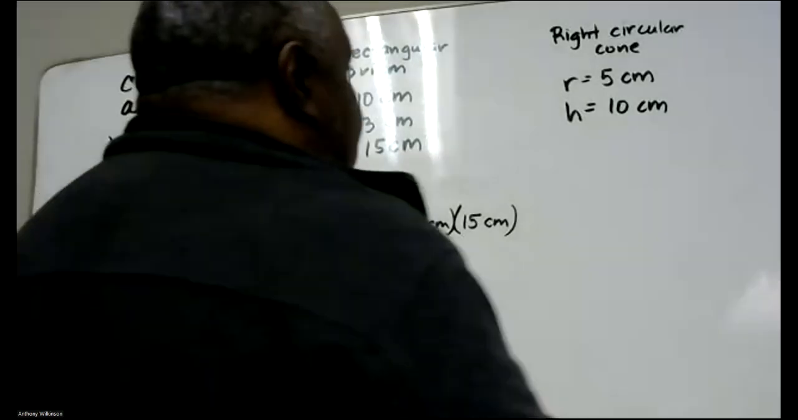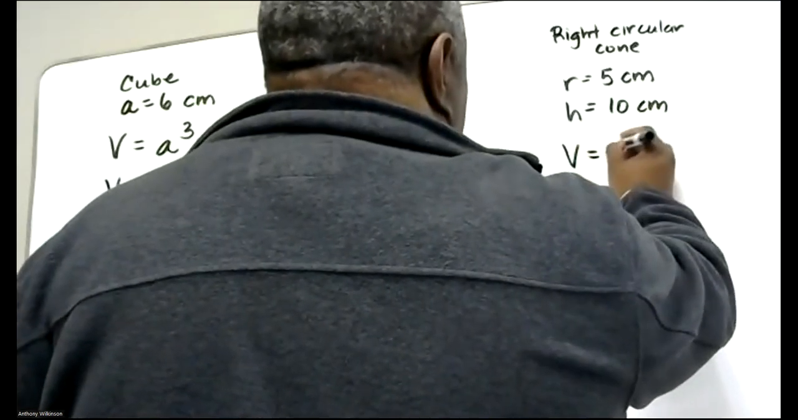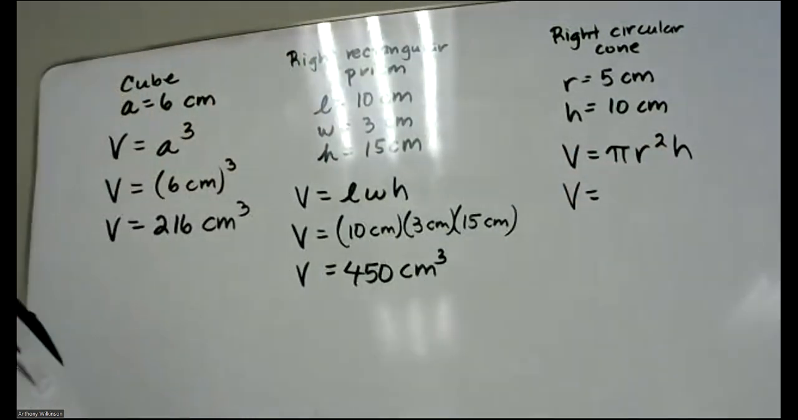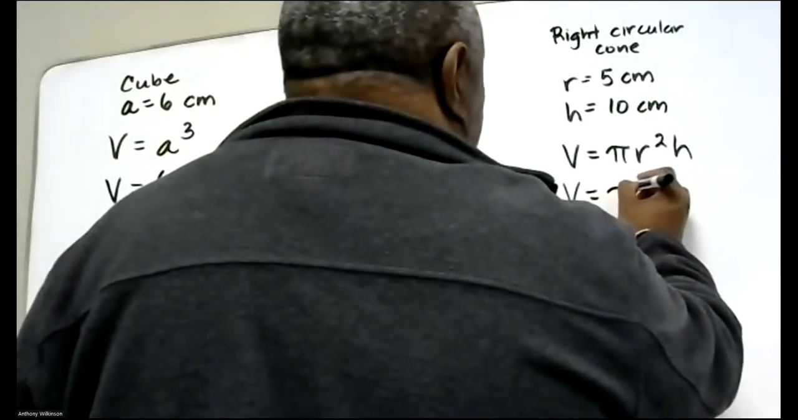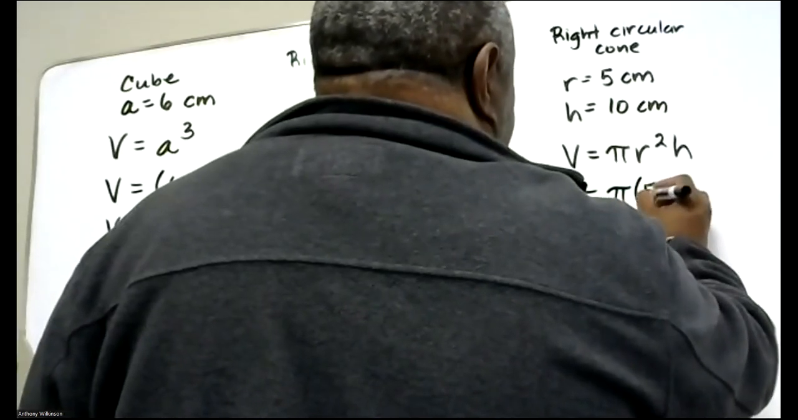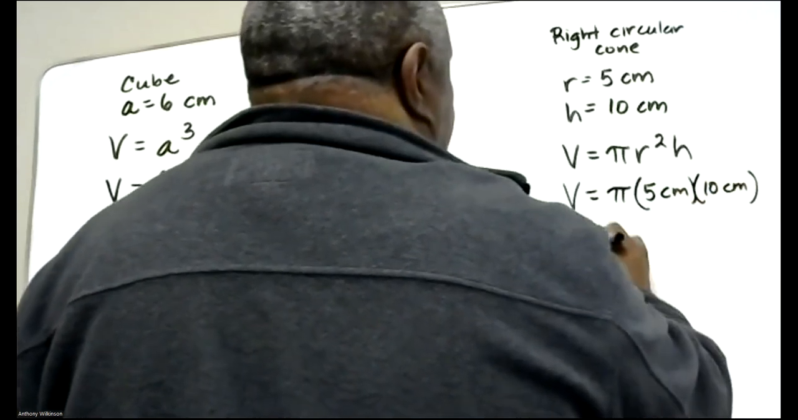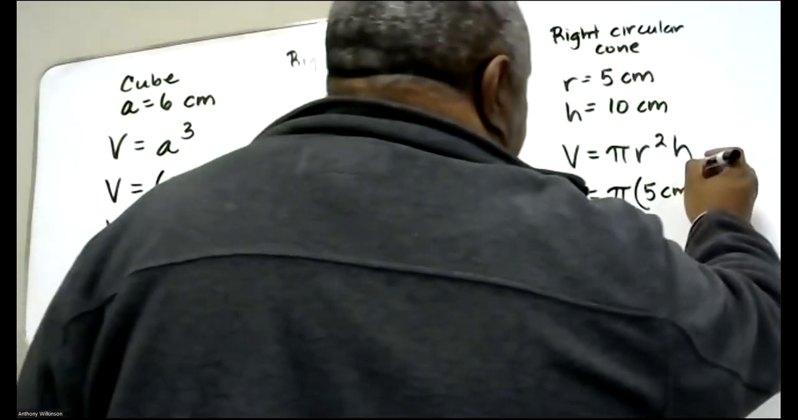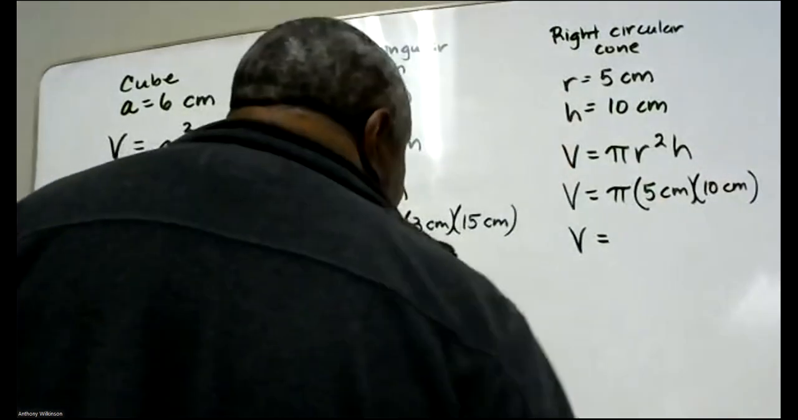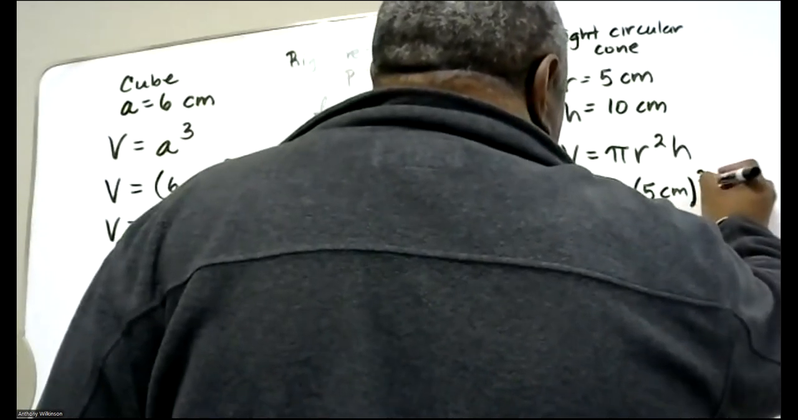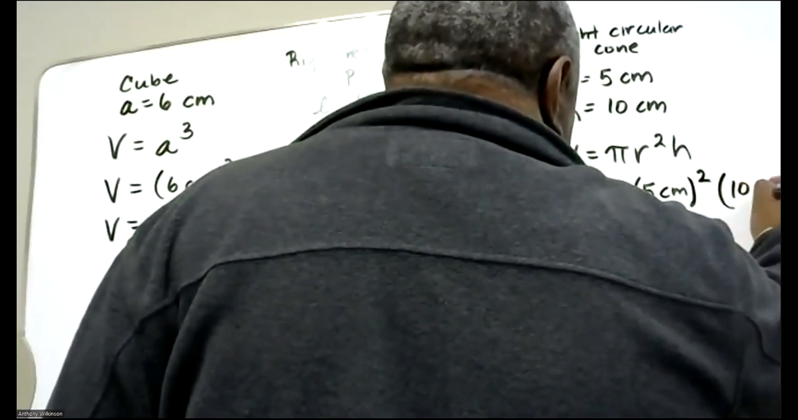Okay, so the formula for finding the volume of a right circular cone is just going to be pi r squared times the height. And we're going to leave this answer in terms of pi. Pi times the radius is 5 centimeters and the height is 10 centimeters. Oops, I've got something. That 5 centimeters needs to be squared because the radius is going to be squared times the height of 10 centimeters.